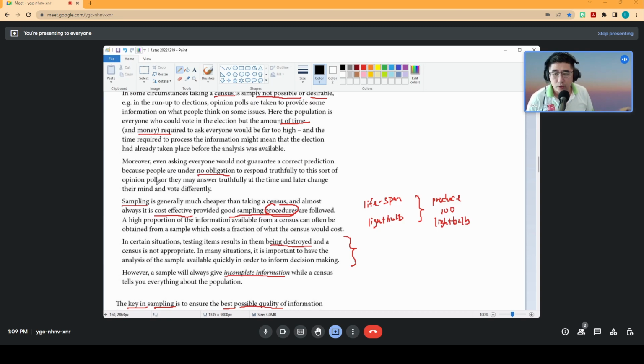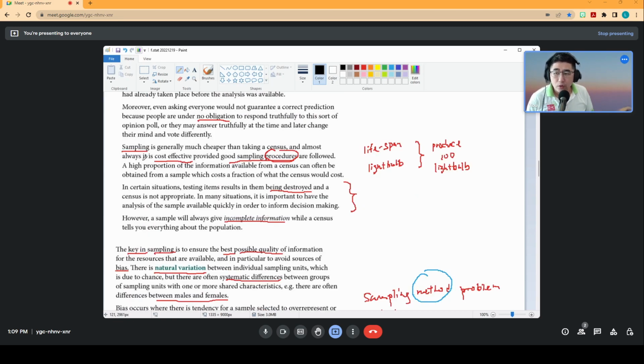to this sort of opinion poll, or they may answer truthfully at the time and later change their mind and vote differently. Okay. Sampling is generally much cheaper than taking a census, and almost always cost-effective provided a good sampling procedure is followed. If the way that you collect the data is good, then the summary from the sample is actually good enough to represent the population. That will be great news.